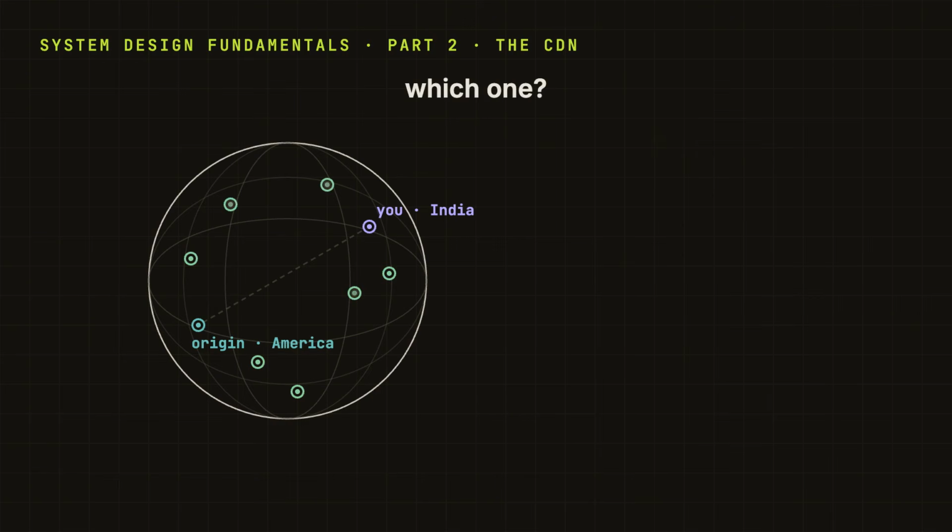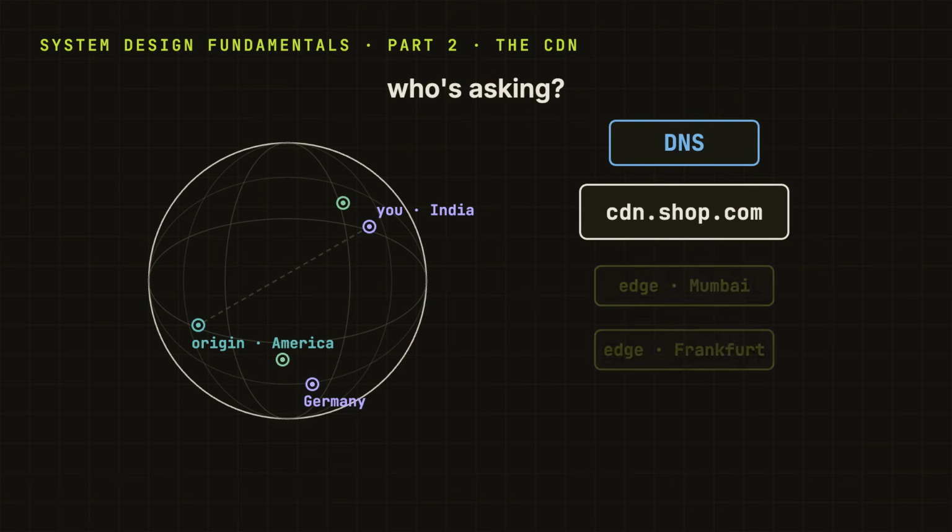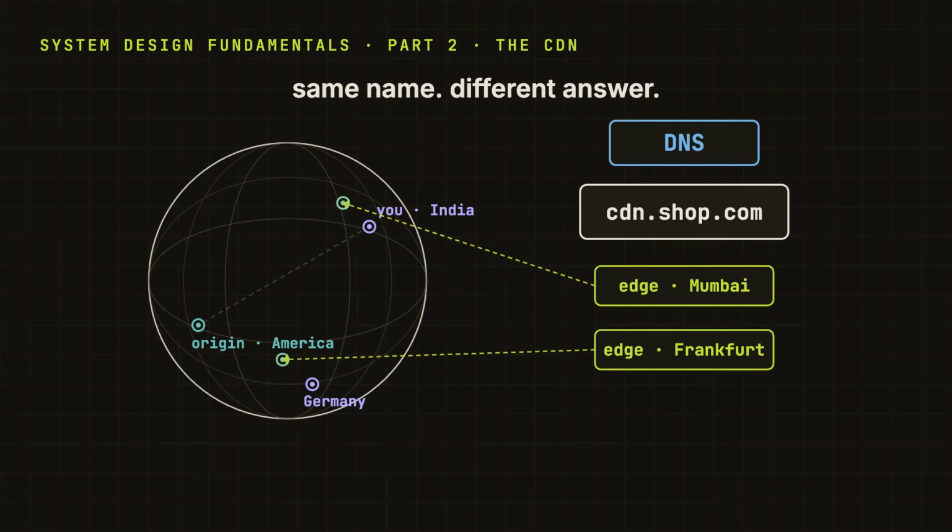And how does your browser even know which edge is nearest? This is where DNS comes back from part 1. When you look up the address for that image, the CDN's own DNS servers look at where the request came from and answers with the address of an edge close to you. So, a user in India and a user in Germany ask for the exact same name and get back two different addresses. You do nothing, the answer itself is personalized. The distance and therefore the delay drops massively.